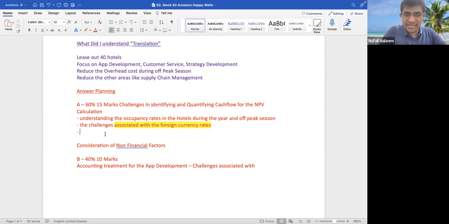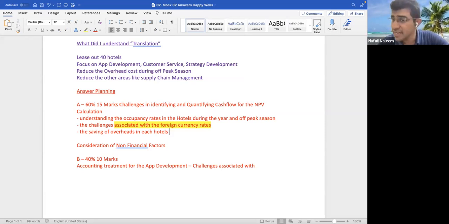another challenge associated with this is the savings of overheads in each hotel. That is also one of the biggest challenges, the savings of overheads in each hotel, because I don't think every hotel will have the same overheads, if I'm not mistaken. Different hotels will have different types of cost structure. So that will also be one bigger challenge.